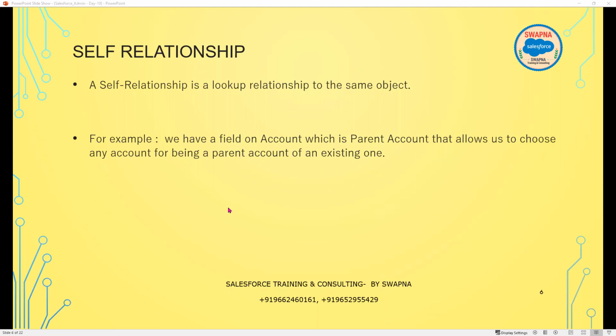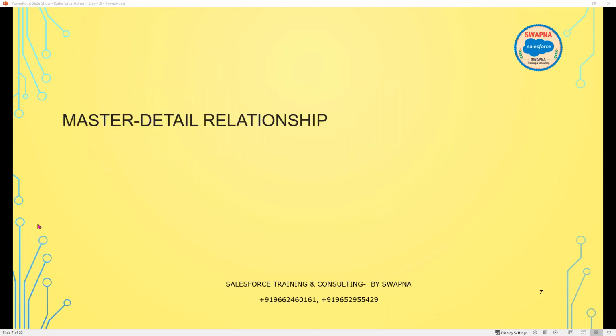Right, so let's move on. Next one is the master-detail relationship. A lookup relationship is a loosely coupled one. It's not necessary, if it is not required, the checkbox is not enabled. A lookup relationship is not always mandatory, and it is loosely coupled. Whenever we delete the parent record in a lookup relationship, the child records will remain as they are. Only the values will be removed.